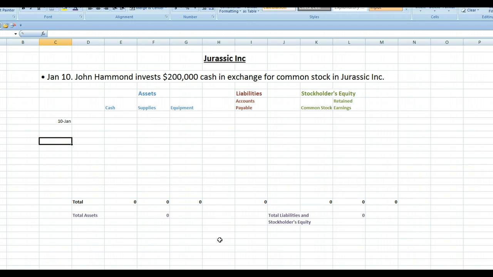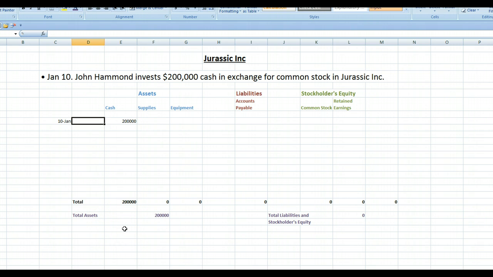So in this case, John Hammond invests $200,000. What is that $200,000? It is cash. So our assets, which is cash, went up by $200,000. So we're going to say that our cash increased by $200,000 with this transaction for the business. That brings our total assets to be $200,000.